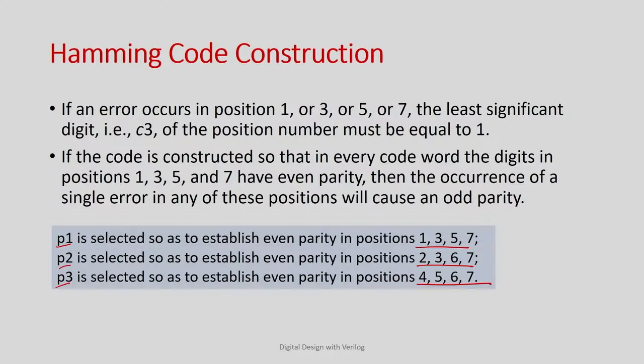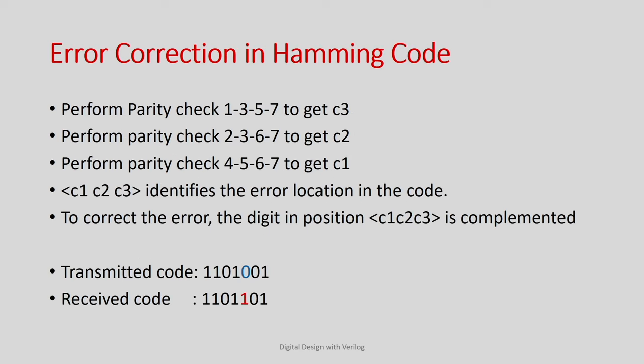Because of the way I have stored this information, if an error happens in that particular bit, it will impact the corresponding parity bits, right. So, there is one more calculation here. Say the transmitted value is this and the received value is this. So, this bit is flipped, right. So, 1, 2, 3, 4, 5, 6 and 7. So, it is the fifth bit, right.